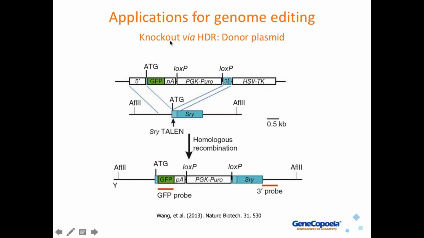You can also do knockouts using a donor plasmid. This was done using TALEN, but it's also done using CRISPR. As shown in this example, you can define a mutation and then use a selectable marker in the gene as well as a reporter gene, if you like. And when you transfect this with the CRISPR system, or TALEN in this case, and you select for drug resistance, in this case puromycin resistance, you're then selecting for homologous recombination events, and then you can knock out the gene using a donor construct.